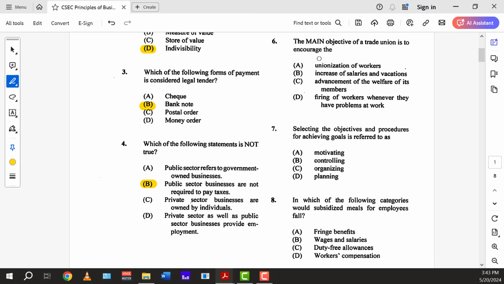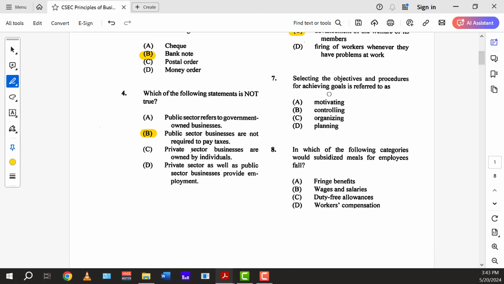Number 6, the main objective of a trade union is to encourage the A, unionization of workers, B, increase of salaries and vacations, C, advancement of welfare of its members, or D, firing of workers whenever they have problems at work. And so this is the main one, which is of course to advance the welfare of its members.